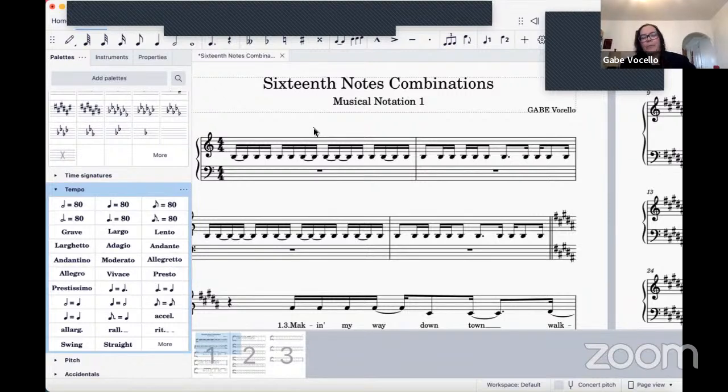First, let's just see the 16th notes. So ta ta ta ta ta ta. When I add that slur, it is to add from the tempo of that note, and say ta ta ta.